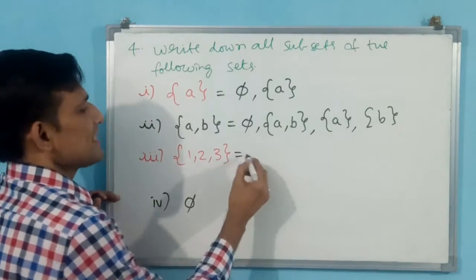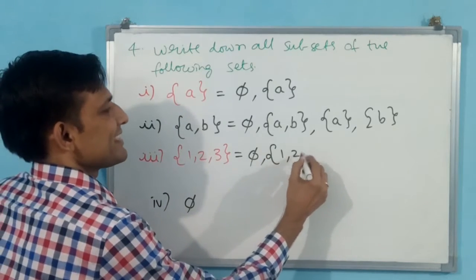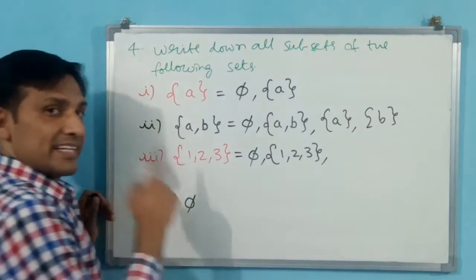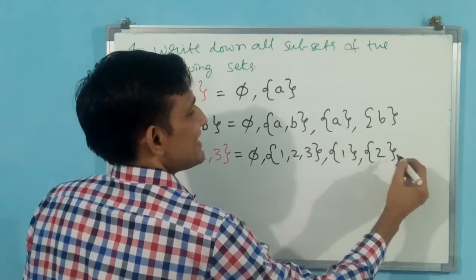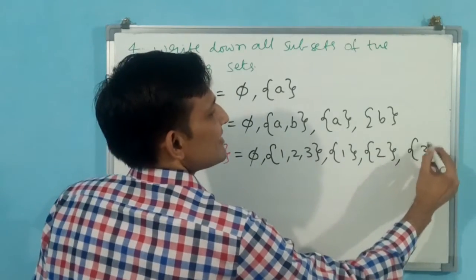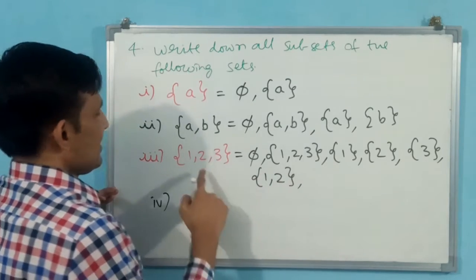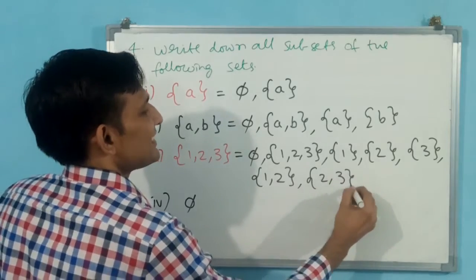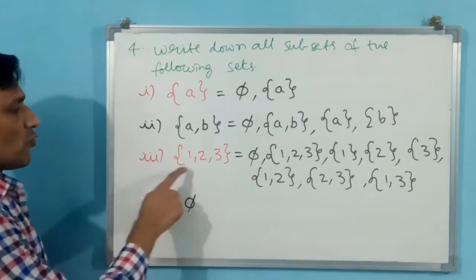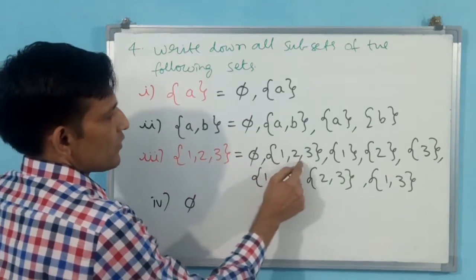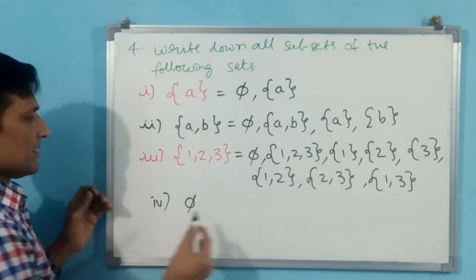Now you see this one. First the empty set. Next 1, 2, 3. Next 1. Next 2. Next 3. Next 1, 2. Next 2, 3. Next 1, 3. How many? 2 power 3, 8 sets have to come. You see 1, 2, 3, 4, 5, 6, 7, 8. Finish it.